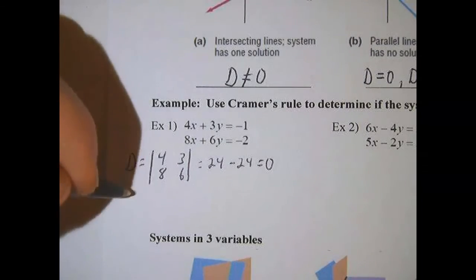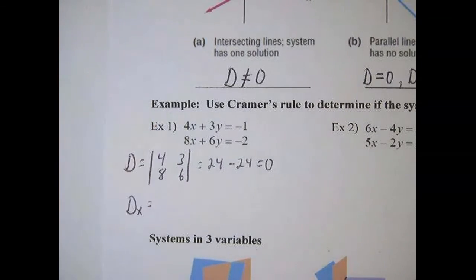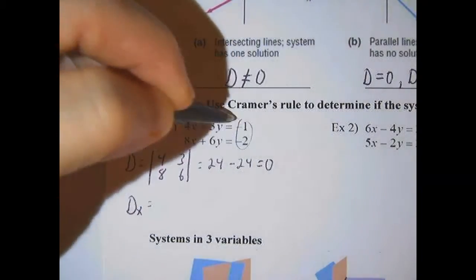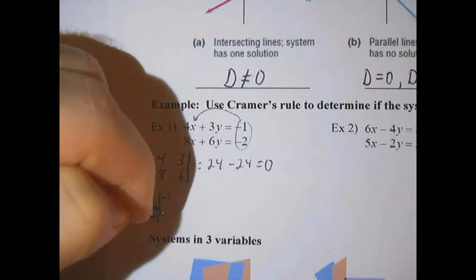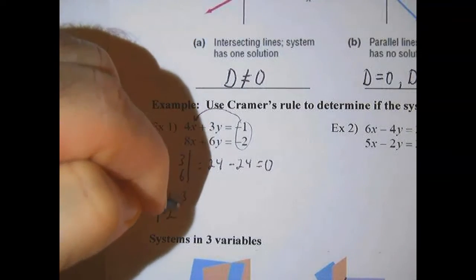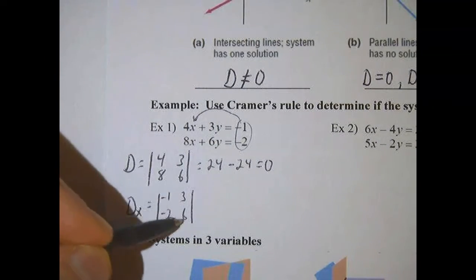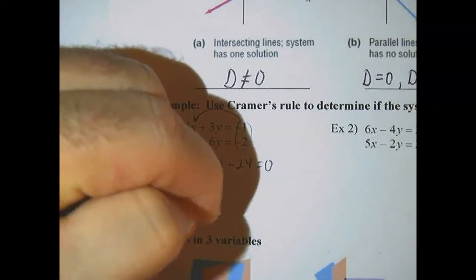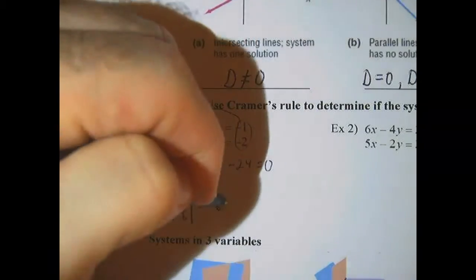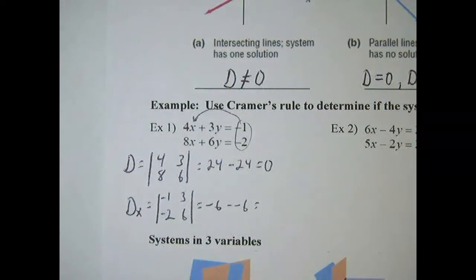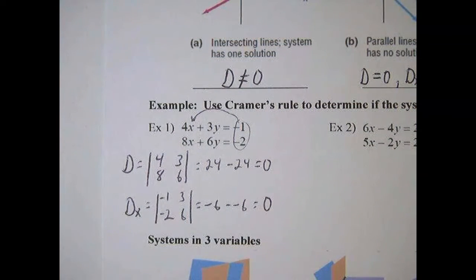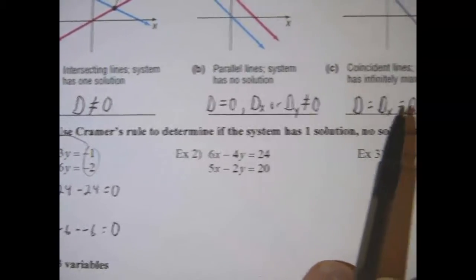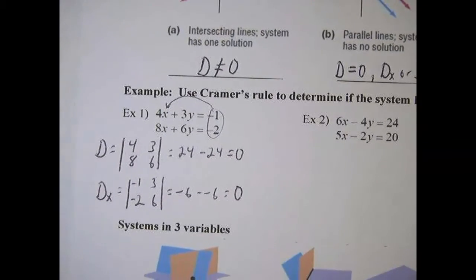Then we look at Dx. Remember, we replace the x coefficients with the solution column, so we get the determinant -1, -2, 3, 6. This gives us -6 minus -6. That's -6 plus 6, and that's 0 also. So far, we could be looking at one where all three are 0. Let's see if Dy is 0.